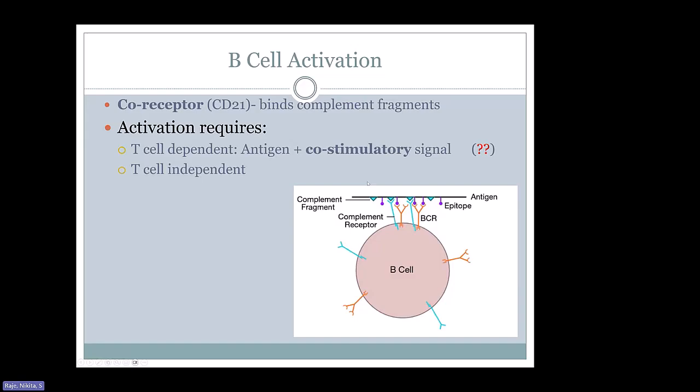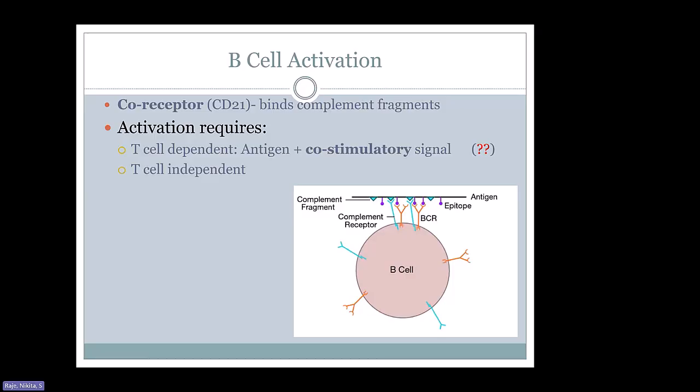So the co-receptor binds to the same antigen, a different epitope. So the co-receptor, or not even epitope, sorry, it binds to a complement fragment. So say the antigen is opsonized by iC3b and the BCR binds to the epitope on the antigen, the CD21 complement receptor will bind to the complement fragment that is used to opsonize this antigen. So the co-receptor is CD21. Remember, CD21 is used by EBV for its entry. So CD21 is the co-receptor of B cells, and it binds the complement fragment.